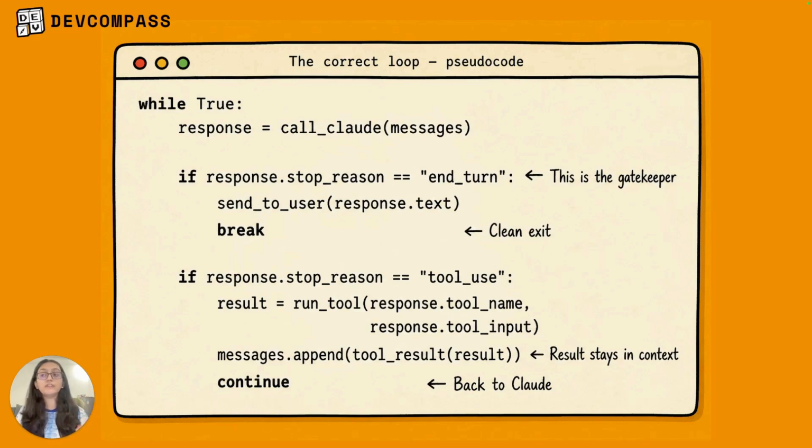So the tool result will now get into the conversation history and then continue, which sends us back to the top of the while loop, back to Claude. Exactly how we talked about in the previous diagram.